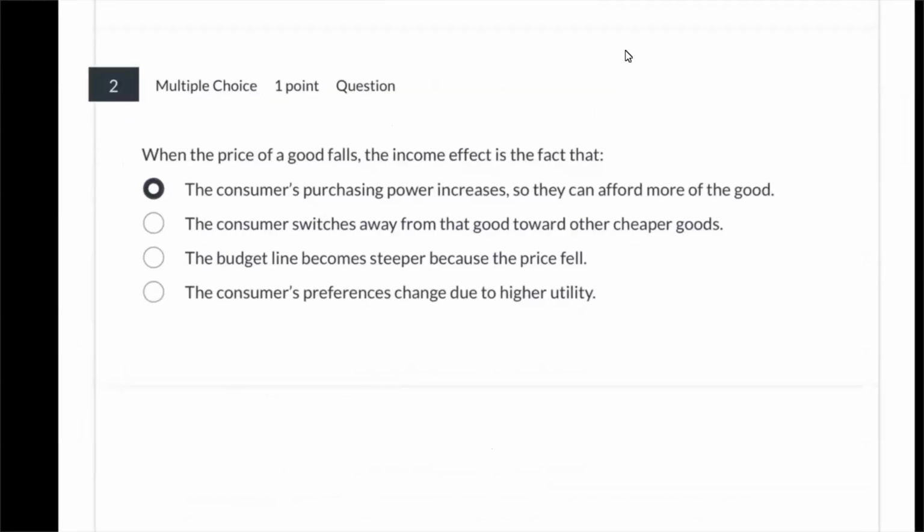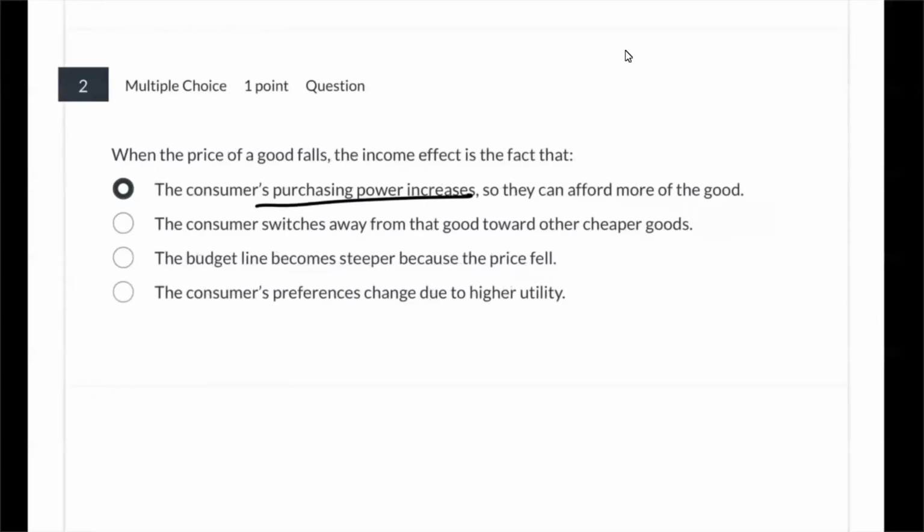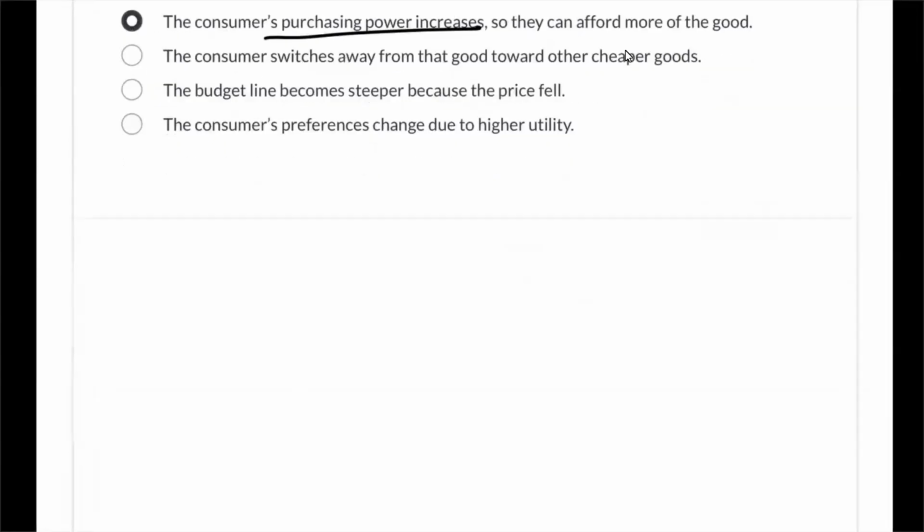And then question 2 says, when the price of a good falls, the income effect is the fact that it has to take up a large amount of your budget for the income effect to really have a big effect. So if apartments across Riverside get cheaper and cheaper, then I'm going to think about maybe renting a bigger apartment. So that's when the price of a good falls, like apartments, I am in effect richer. And so I'm feeling like maybe I can afford a bigger apartment. Consumers' purchasing power increases, so you can afford more of the good. That's income effect.